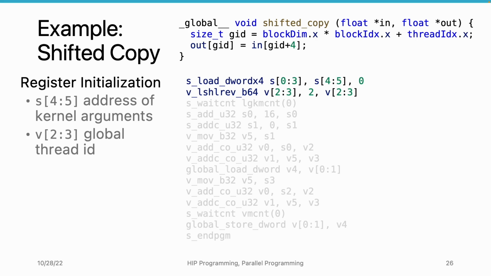So V2 and 3 are storing the global thread ID. In this instruction, we're shifting left by 2 digits. That is equivalent to multiply by 4. It basically converts the global ID into the offset to the buffers.